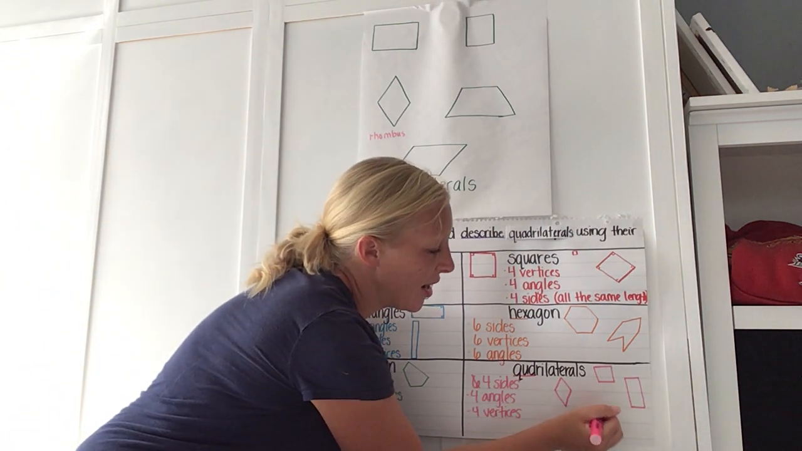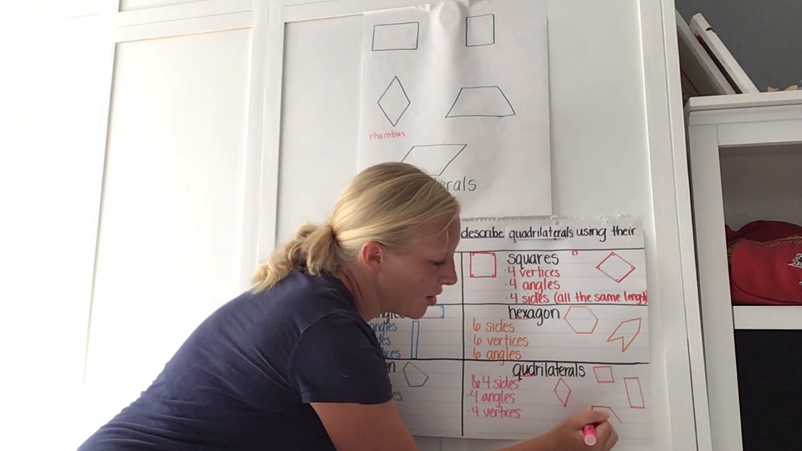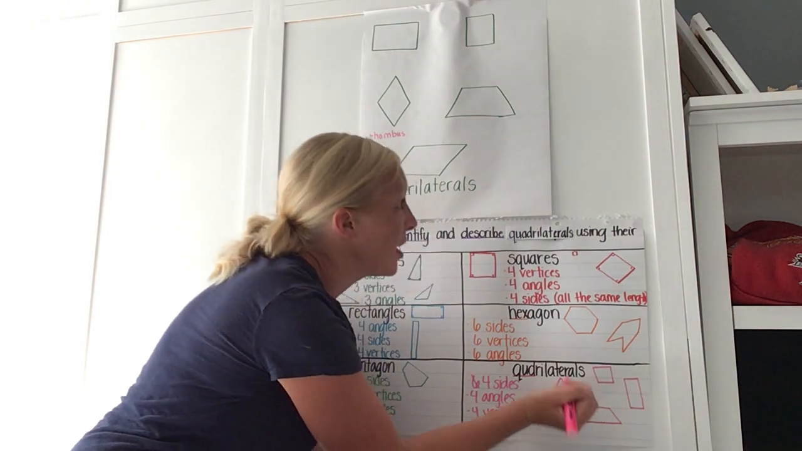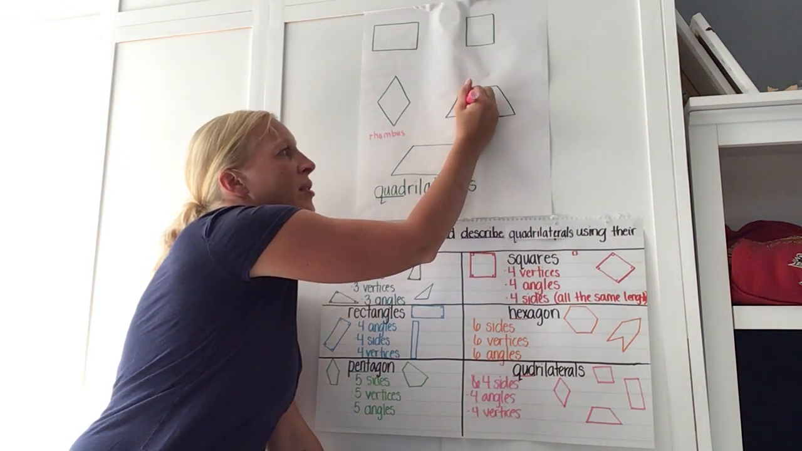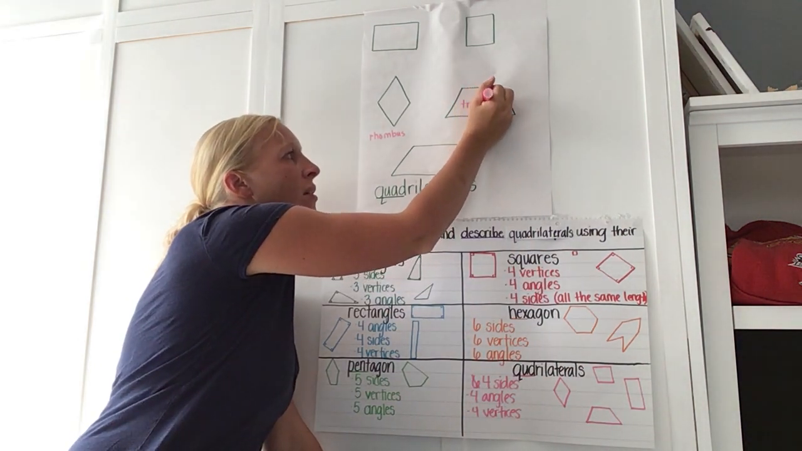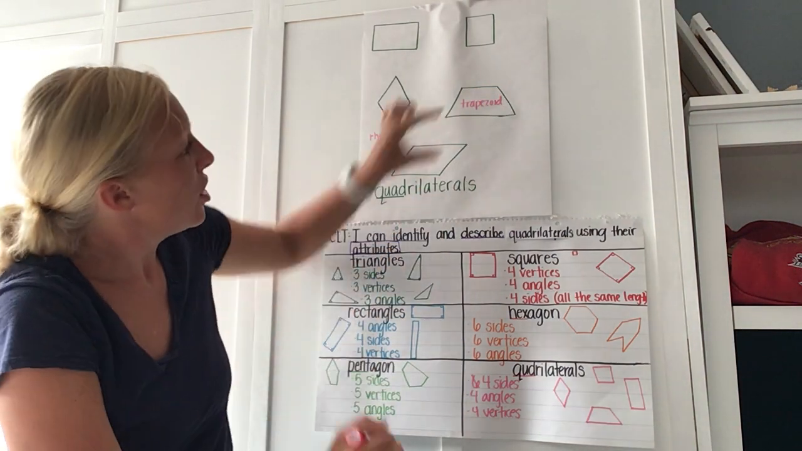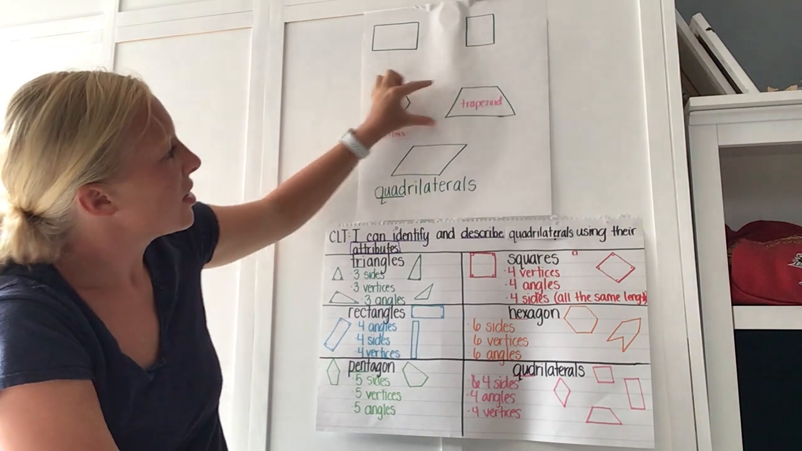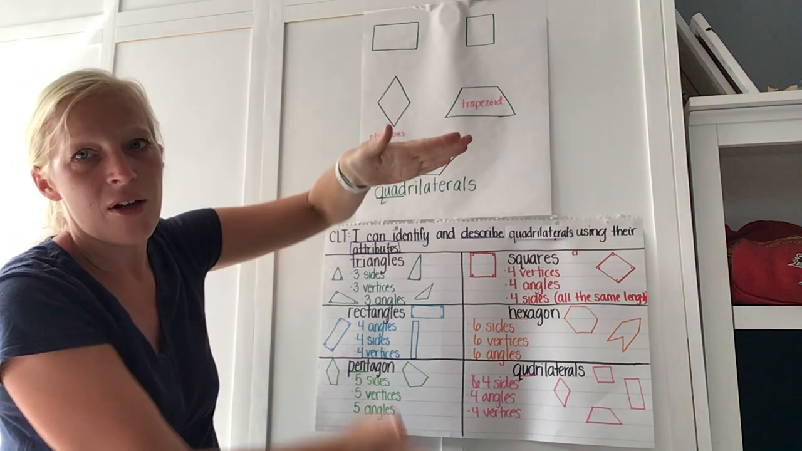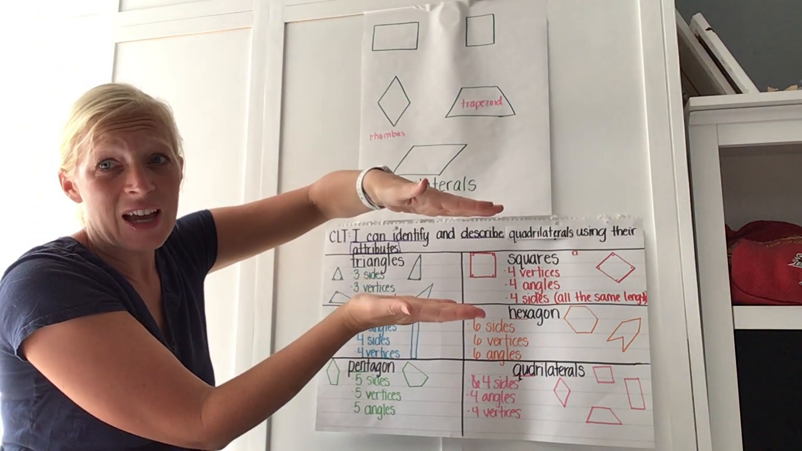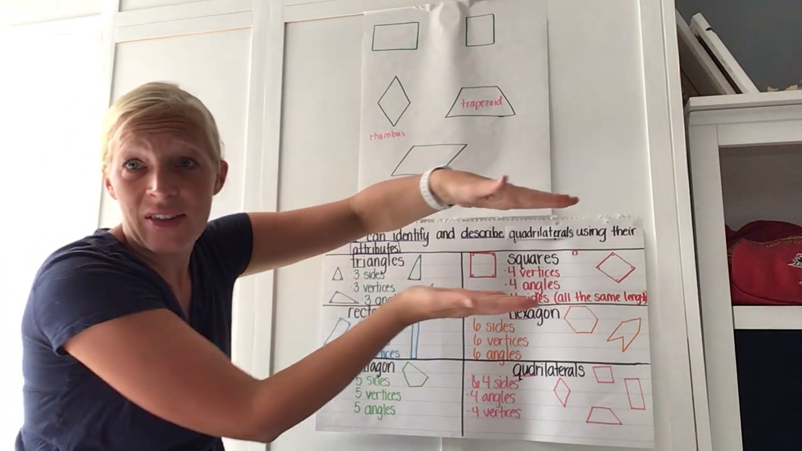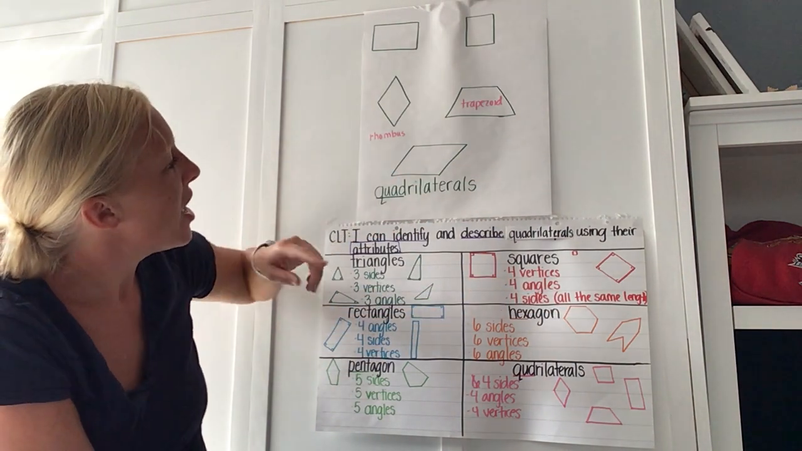Ooh, I love this guy. It's kind of a tricky one. It's called a trapezoid. You say trapezoid. A trapezoid has two sides that are parallel. Parallel means that they never touch, right? They just keep on going and they're never going to come together.